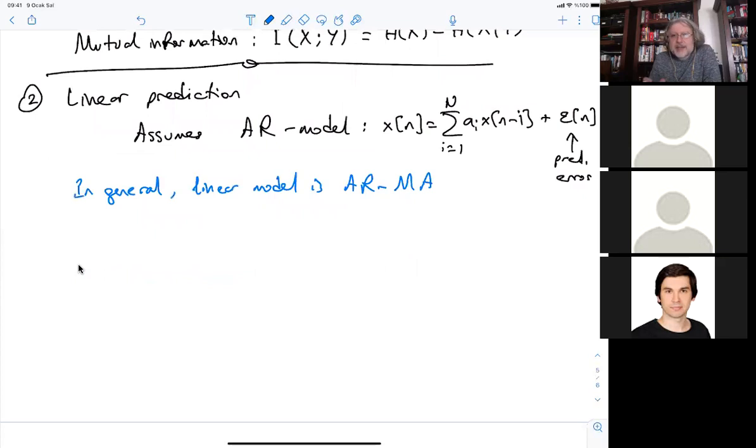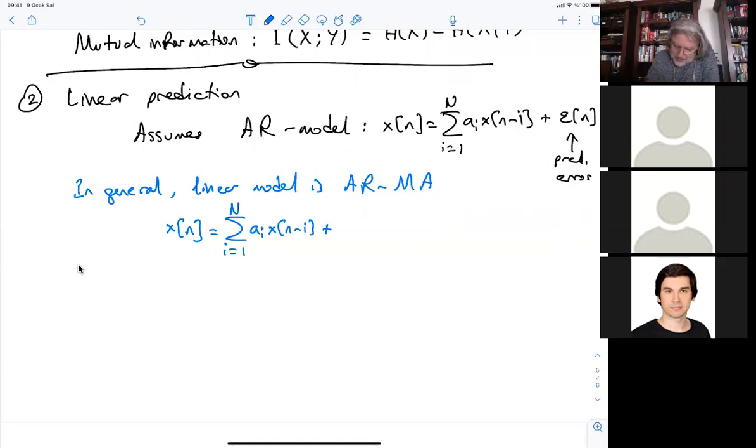But that moving average part has nothing to do with prediction because it uses future samples. That's why we will not be dealing with the future values, and we will not be dealing with moving average models in linear prediction. But just to remember that, let me write that one too. X of n is essentially the autoregressive part, the same, sum of a_i x[n minus i], plus a moving average, which is filtering this time the noise error because it is related to the future samples.